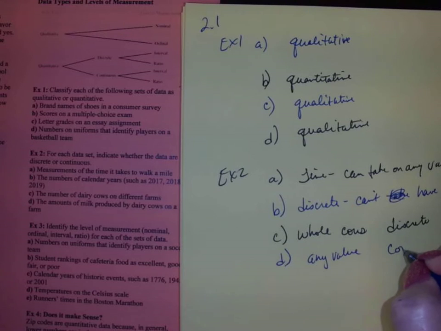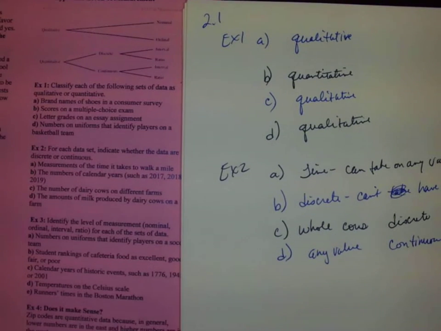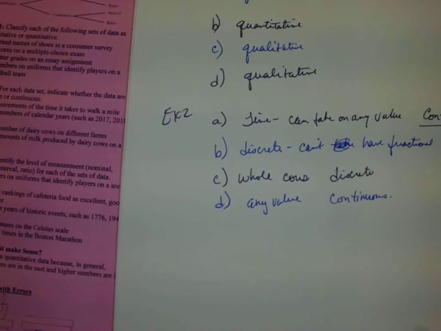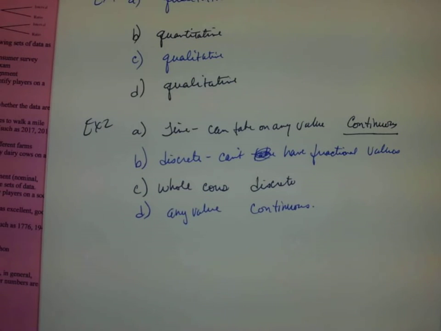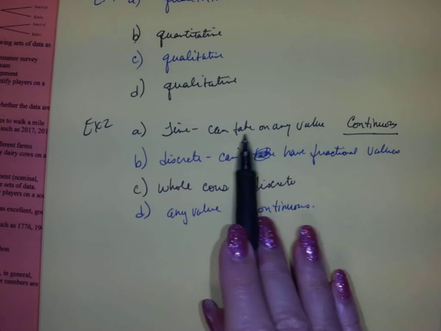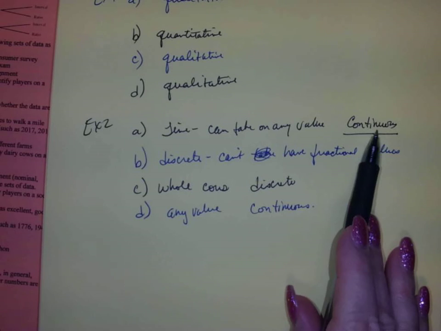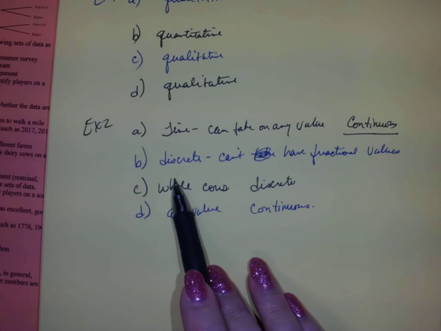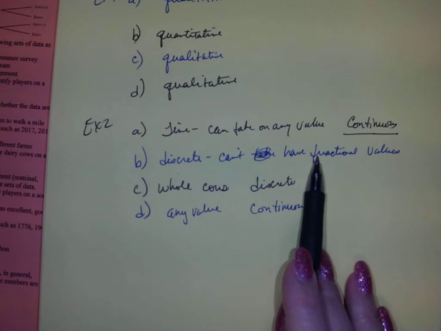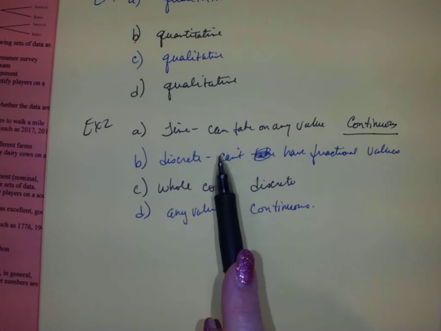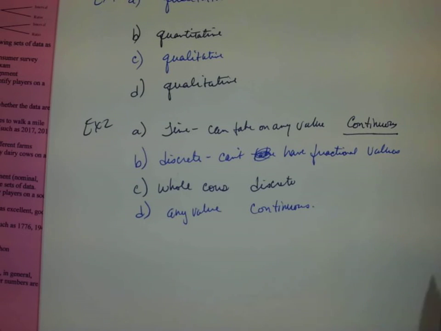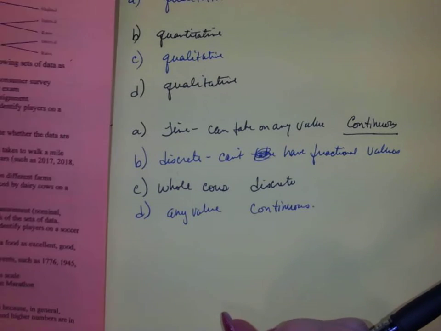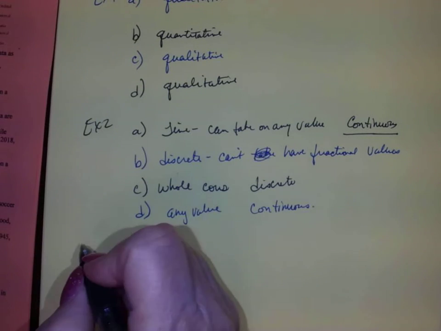Oops, and I realized my rating was off. So sorry. I'll give you a second to catch up. So time, it can take on any value, so that made that one continuous. We couldn't have fractional values for the calendar years, so that made that discrete. The whole cows are discrete, and the milk amount was any value, so it's continuous. Sorry about that. I try to watch that, but I was trying to line it up. The last answers were shorter, so I didn't think about it.